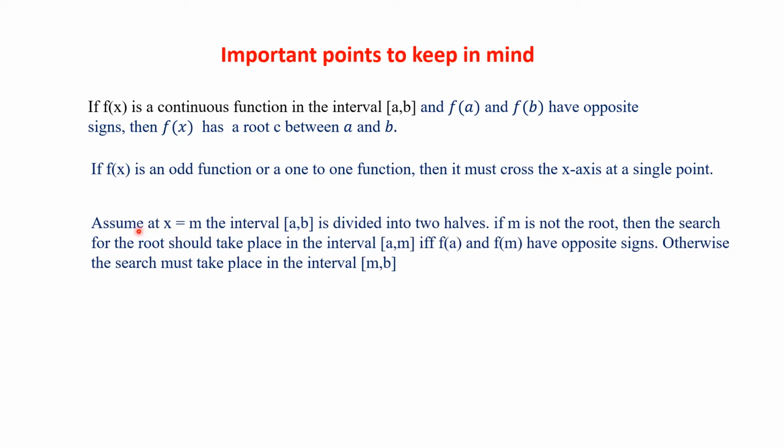Number three, assume at x equals m on the x-axis, the closed interval A comma B is divided into two halves. If m is not the root, then the search for the root should take place in the interval A comma m, which is the left half, if and only if f of A and f of m have opposite signs. Otherwise, the search must take place in the interval m comma B, which is the right half.